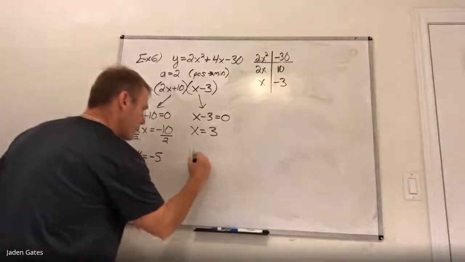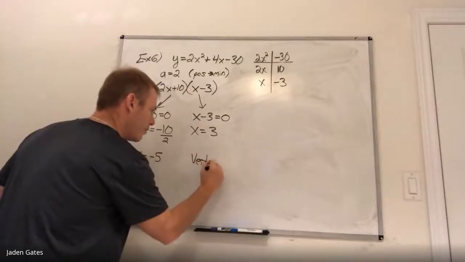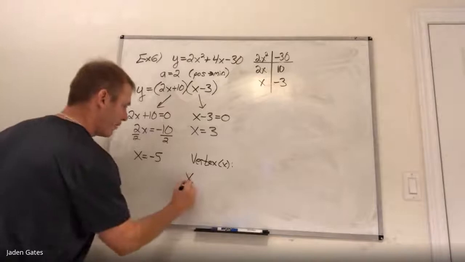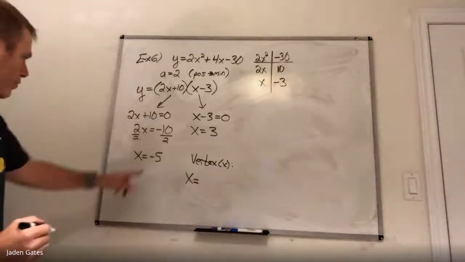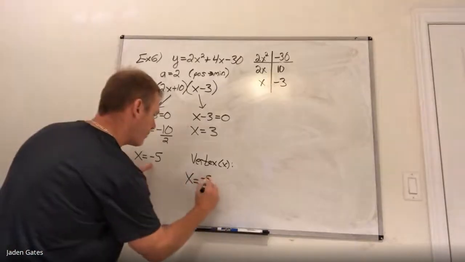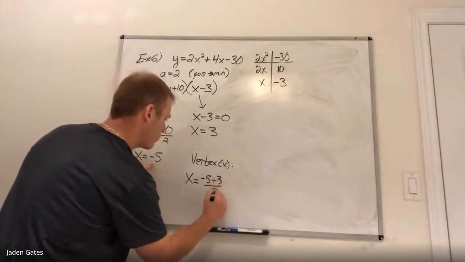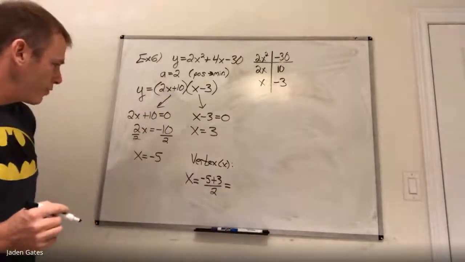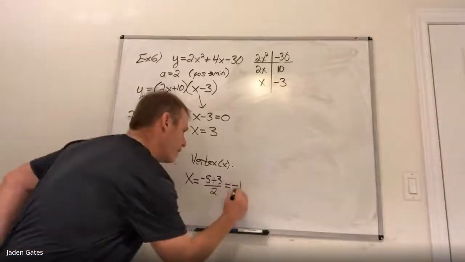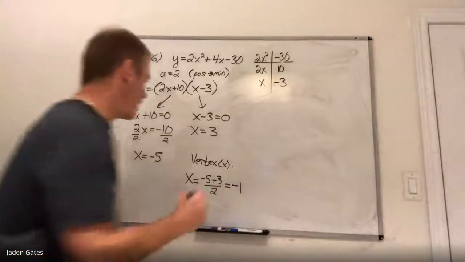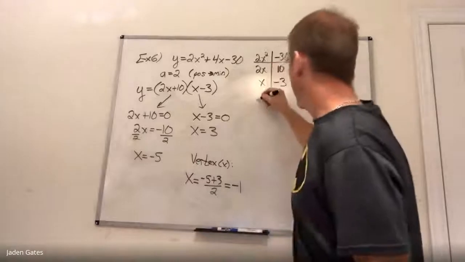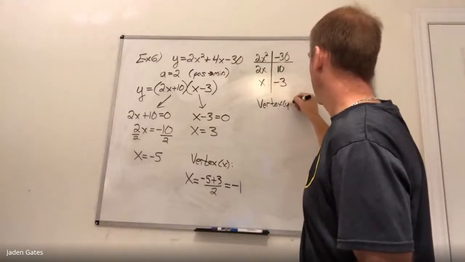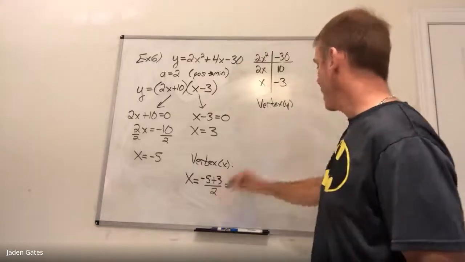The vertex is going to be in the middle of those two, so I can find the x-coordinate by finding what's in the middle, or the average of the two. So I have a negative 5 plus a 3 divided by 2. What do we get? Negative 5 plus 3 is negative 2 divided by 2. That's a negative 1 this time. All right. And so now I'm going to find the y-coordinate of my vertex by subbing in x equals negative 1.